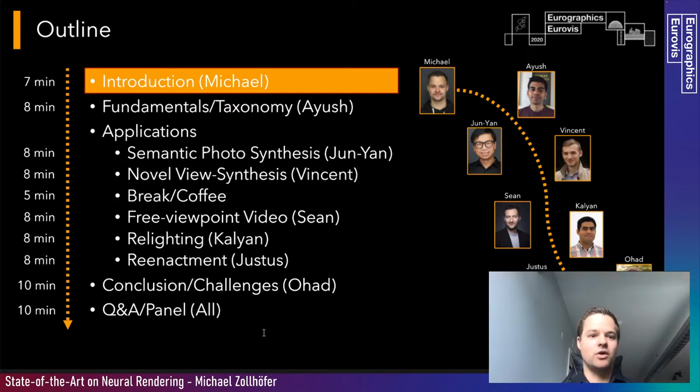Afterwards, we will talk about all the cool applications neural rendering is even enabling already today. And we will have different talks about the different applications that are enabled. So Junyan will start talking about semantic photo editing using neural rendering. Then we will have Vincent from Stanford talking about novel view synthesis. So how you can synthesize novel views of a scene based on these techniques. Then we will have a short break, 5 minutes, so everybody can grab another cup of coffee, because we know it's early in some parts of the world that are watching.